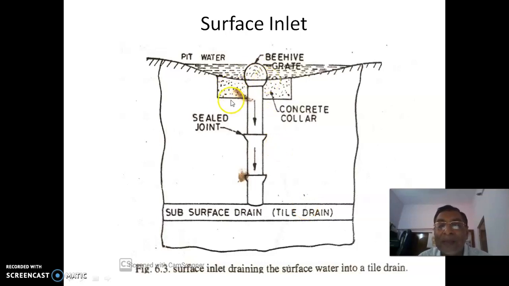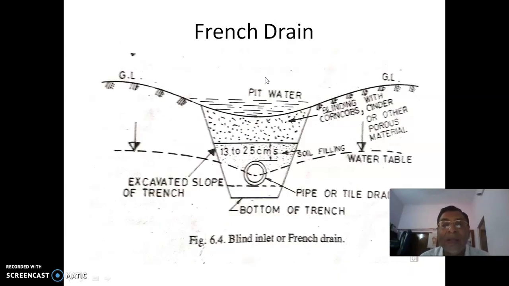Around this pipe, you can put a concrete collar, and of course sealed joints are there. Okay, these are the arrangements, self-explanatory. There is a kind of water stagnated here. No, this is a French drain, it is called. What is happening? It is low lying, and then water is stagnated here.